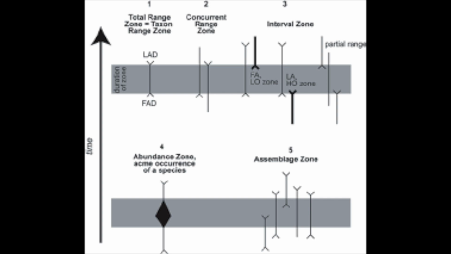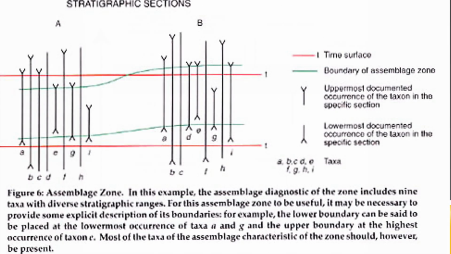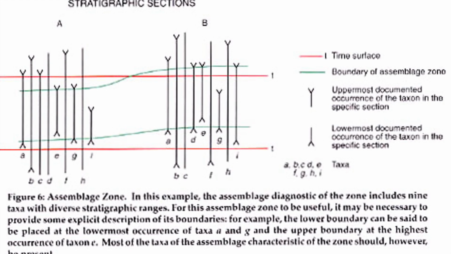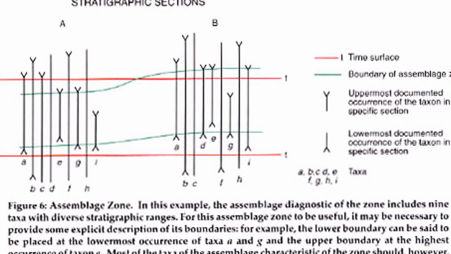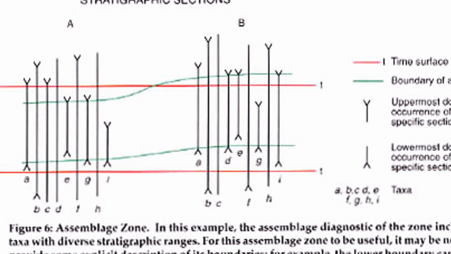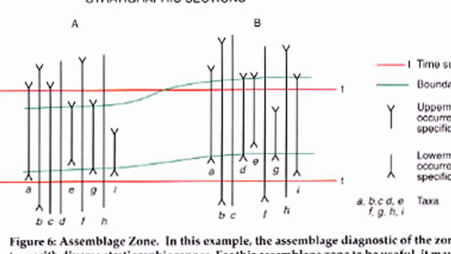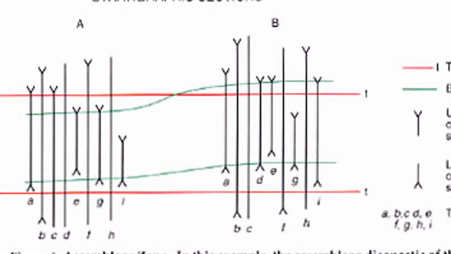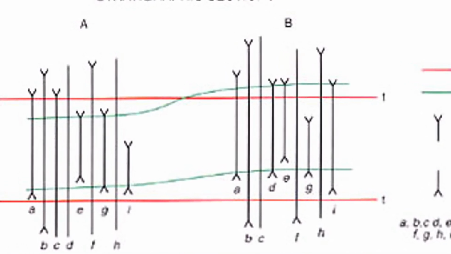There are also interval zones defined by two consecutive first appearances or two consecutive last appearances. For a while, something known as an assemblage zone, defined on many different fossils, was a popular method of correlation. However, the top and bottom of each assemblage zone can be imprecise unless you pick a particular index fossil to be the defining taxon at the beginning and end of the zone.